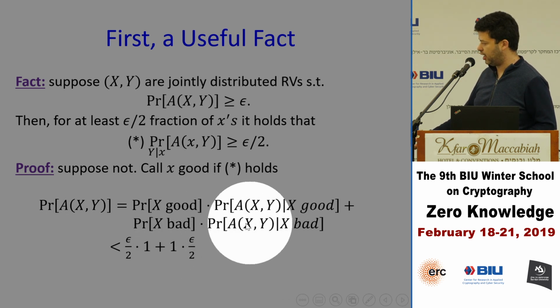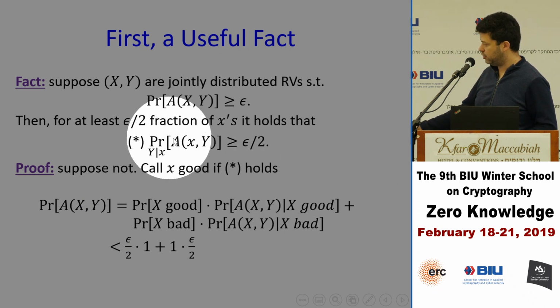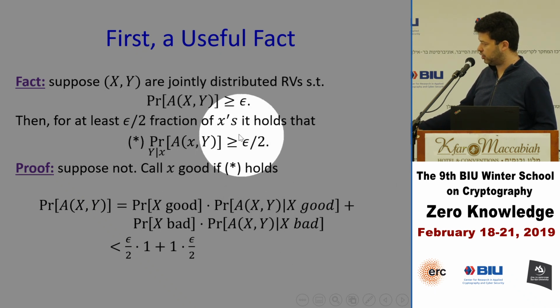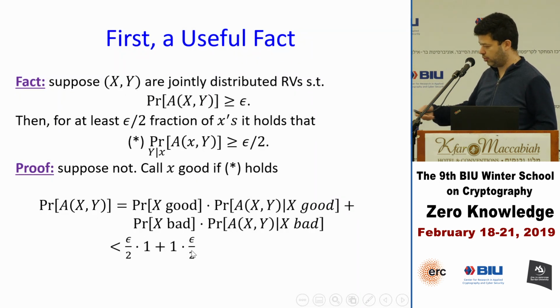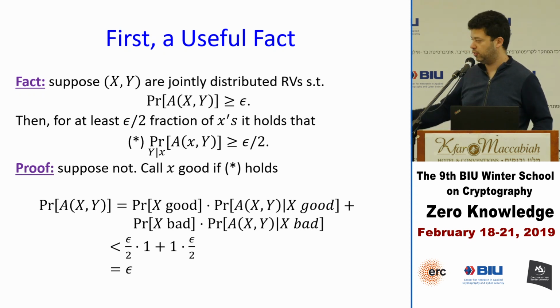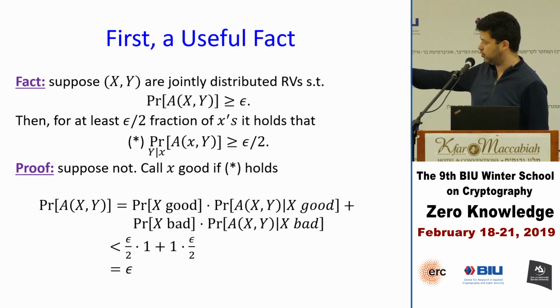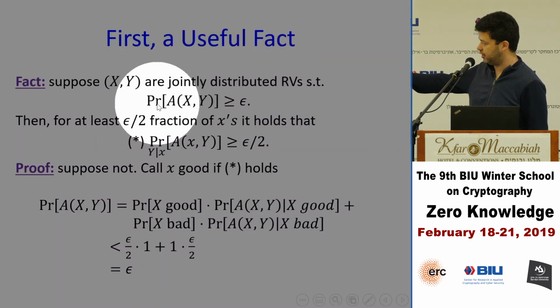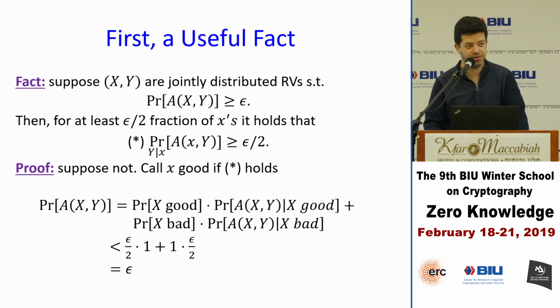But now the probability of the event xy happening conditioned on x being bad is, if x is bad, it means that this equation does not hold. And therefore, we have epsilon over 2. So overall, we have epsilon over 2 plus epsilon over 2, which is epsilon. We got that the probability of the event happening is less than epsilon, in contradiction to our assumption on the event. Okay. So a slight detour to probability theory, but this is going to be the heart of the matter.